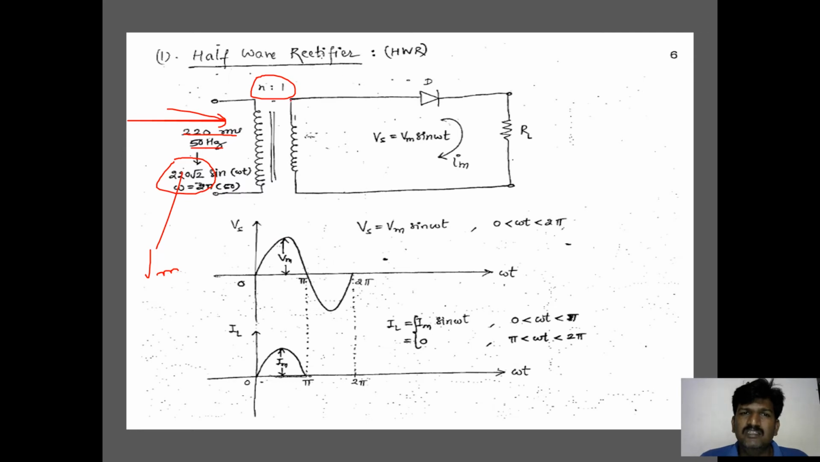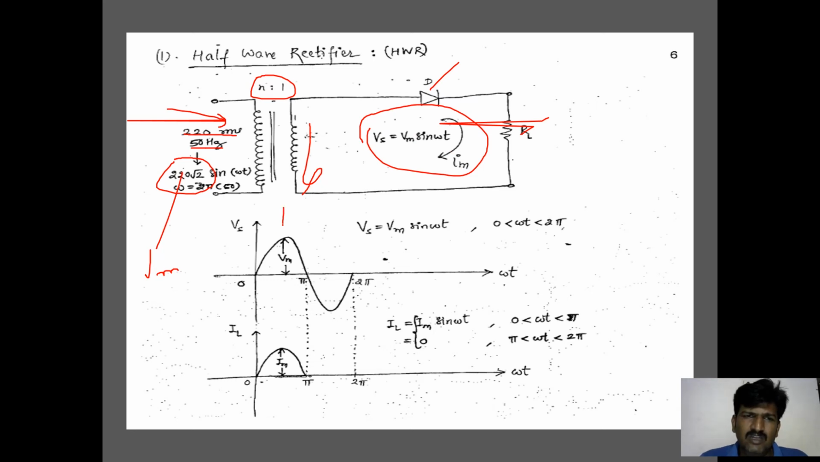So let me consider the secondary of this circuitry. It consists of the diode as well as the load resistor. The voltage is induced across this secondary transformer coil, which is stepped down by using the step down transformer. The amount of current passing through this diode is Im.